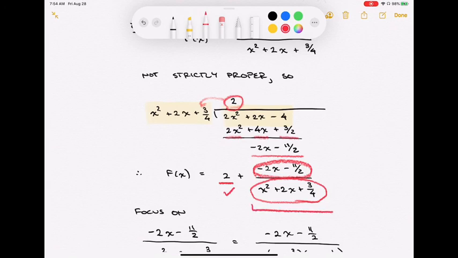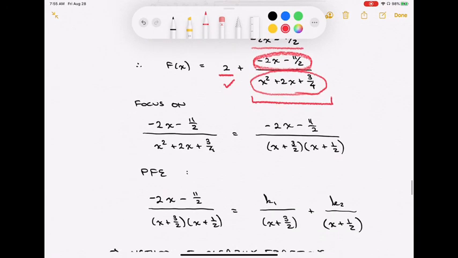Now we need to focus on this one. That's the rational function, now strictly proper. It's a second order quadratic denominator, and I'd like to break this up into a sum of two first order pieces. So let's focus on that: minus 2x minus 11/2 over x squared plus 2x plus 3/4.